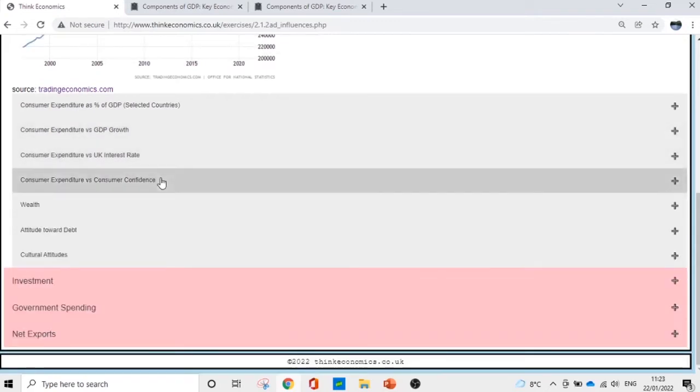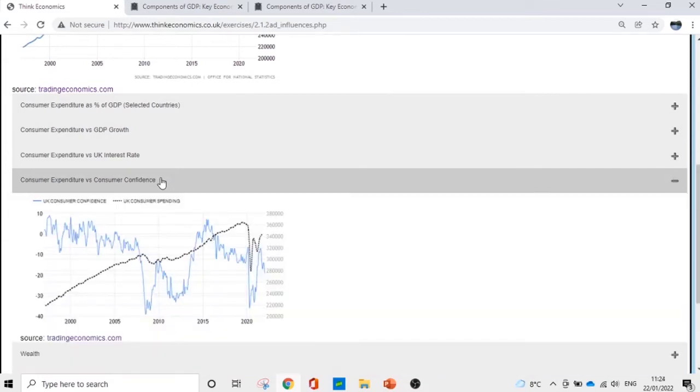Now, consumer confidence is another one that you'll want to make a note of as an influence on aggregate demand. If you look at consumer confidence, I don't even understand how it's tracked, to be honest, but there's some sort of tracking level here. I guess it goes on a scale of between 10 and minus 40. When consumer confidence goes down, it correlates with a drop in consumer spending. Consumer confidence went down in 2008 as a result of the recession.